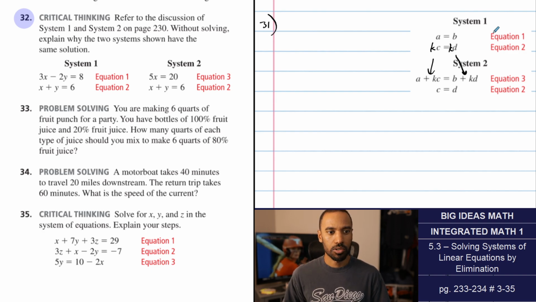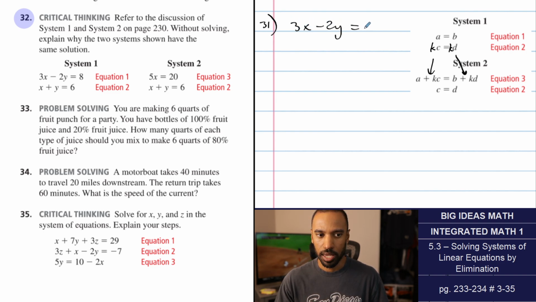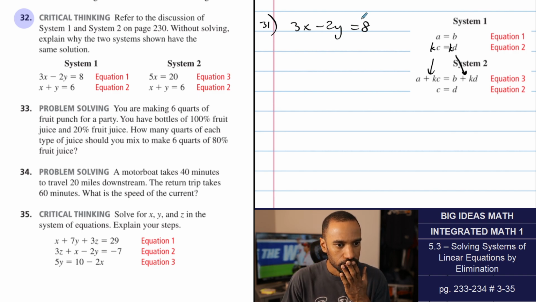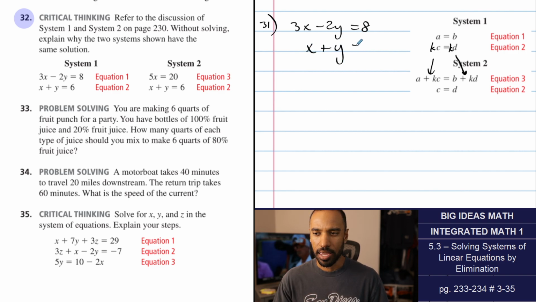The bottom equation shows x plus y equals 6 on both of them. Without solving, 3x minus 2y equals 8. Okay, here's what I'm seeing. In system 1, they have x plus y equals 6.